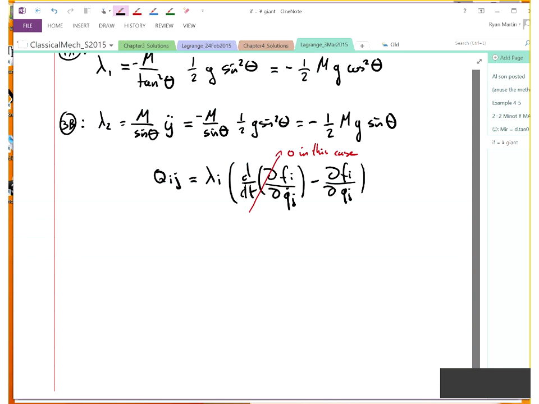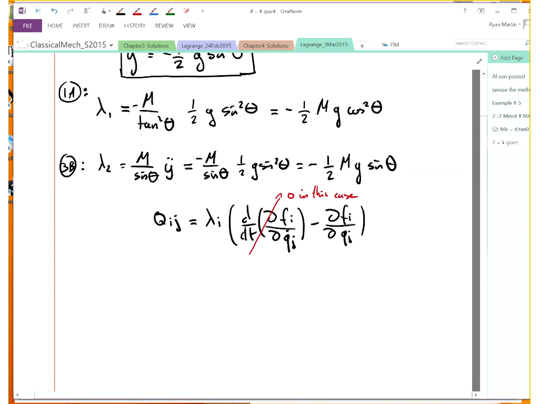So how many of these capital Q_ij's do we need? Well, the i can take two different values, right? We have lambda 1 and lambda 2 for F1 and F2. And then j is for the degree of freedom, so j can be x, y, or phi. So i can take two values, j can take three values, so there's six of these capital Q's.